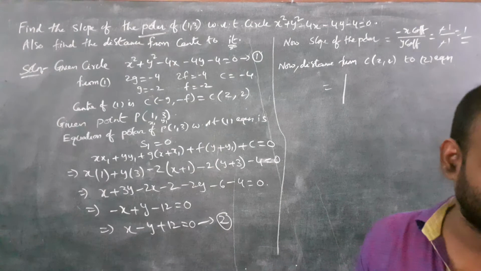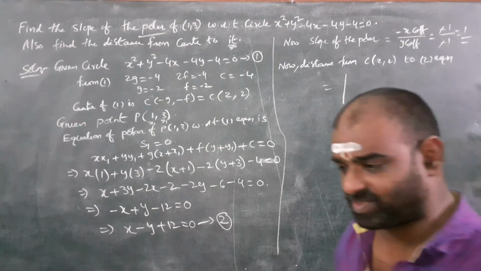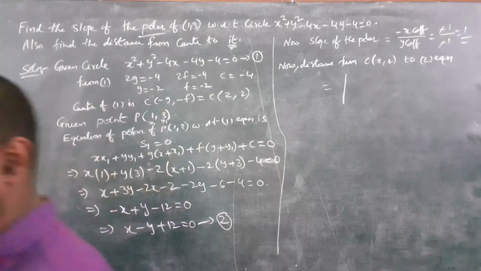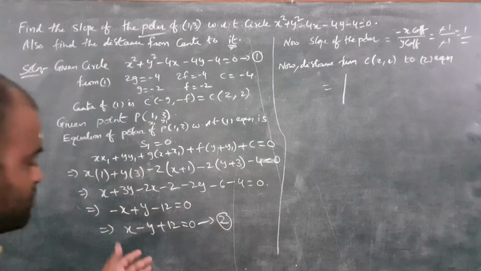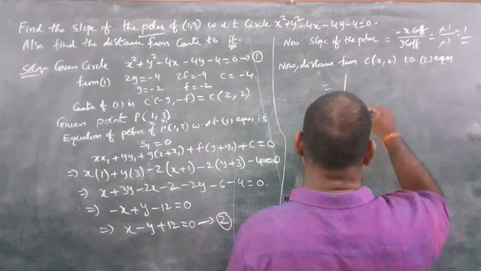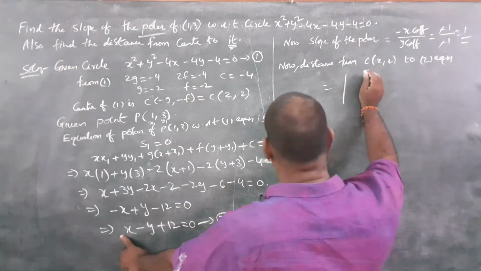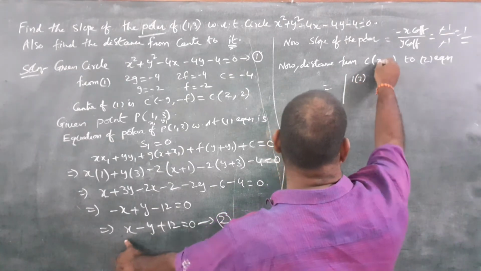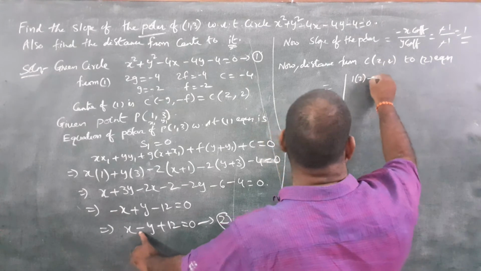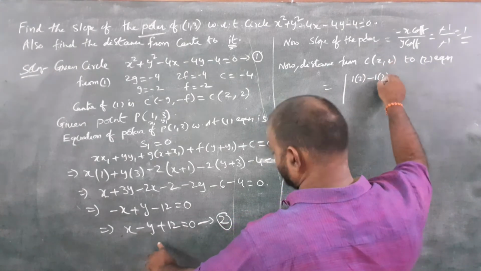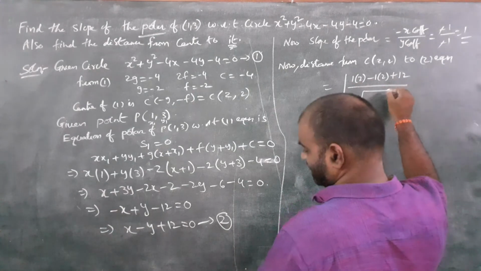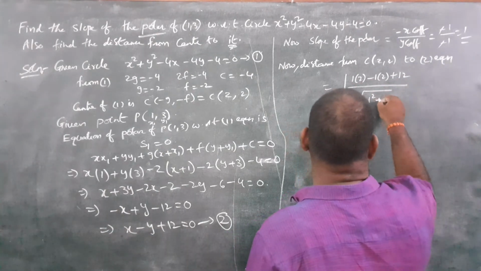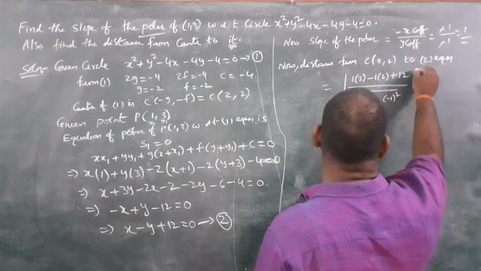|ax1 + by1 + c| by root of a square plus b square. This is the distance from a point to a line formula, the perpendicular distance from (x1, y1) to a line. So you have to substitute here. A means the x coefficient, it is 1, into x1 which is 2, b is minus 1, into y1 which is 2, plus c which is 12, by root of a square, that is 1 square plus b, minus 1 whole square.